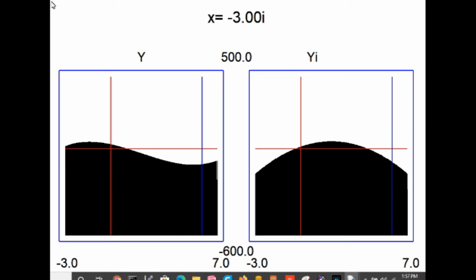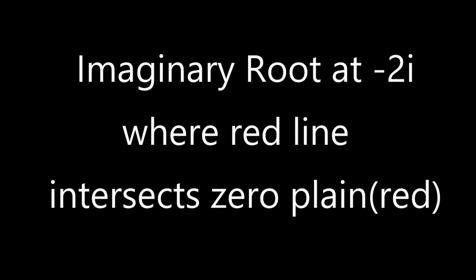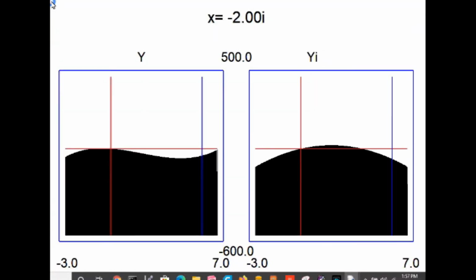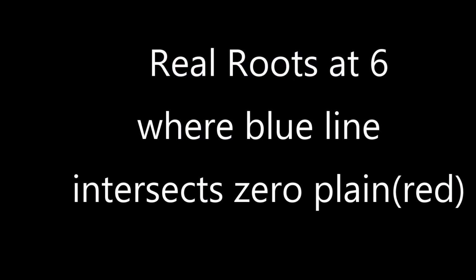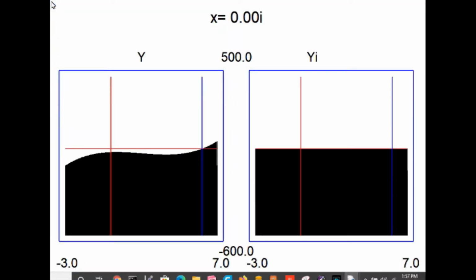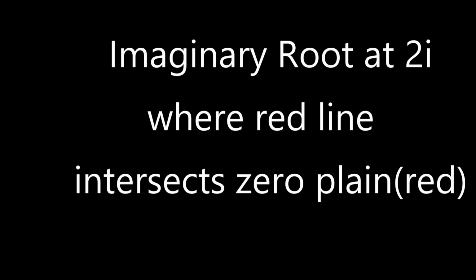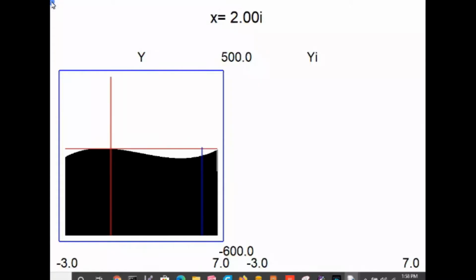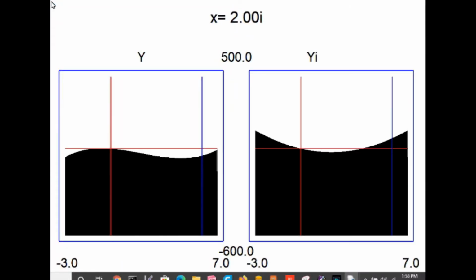Here we're now going through the thing plane by plane, and we notice that the first thing we come to is a complex variable at the minus 2I. Notice the red lines intersect both in the complex and real plane. Now, for root 6, the complex plane is a straight line, and we notice where the two blue lines are is where we get the zero crossing. And then finally we move to plus 2I, and again we will see at the red lines that we get a zero crossing in both the complex and imaginary plane.